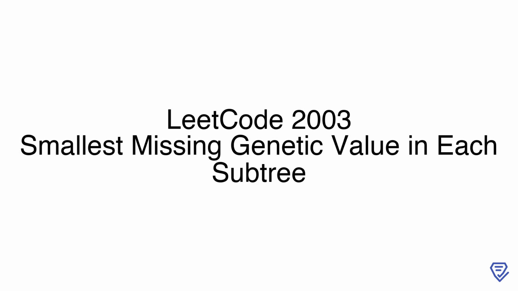Welcome! Today, we'll be solving an intriguing coding problem, smallest missing genetic value in each subtree, also known as problem number 2003. This problem challenges us to work with tree structures and missing values in a genetic sequence. By the end of this session, you'll gain a deeper understanding of efficient tree traversal techniques and how to identify missing values systematically. Let's dive in.